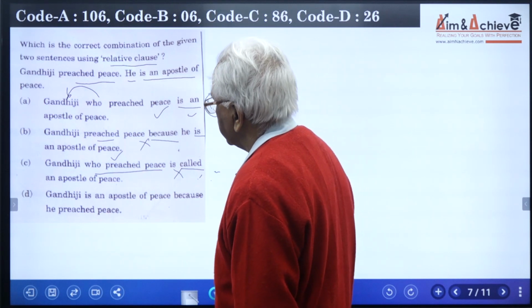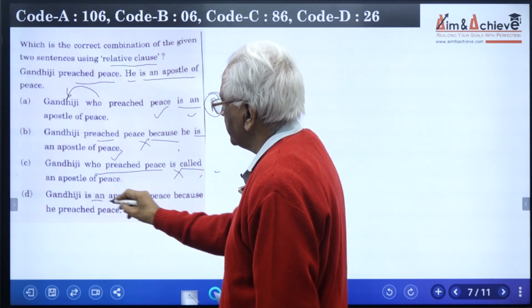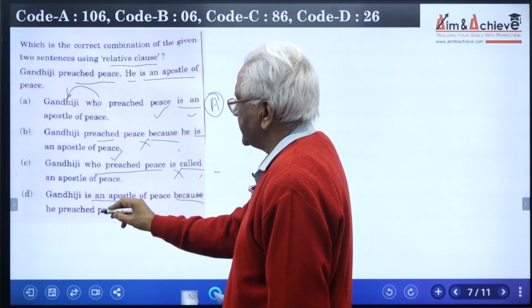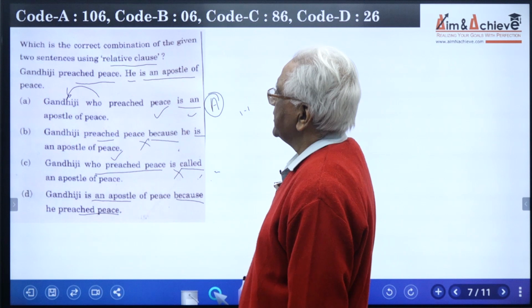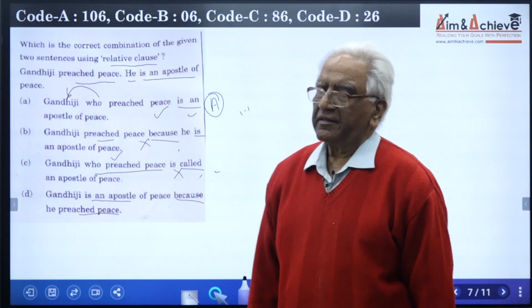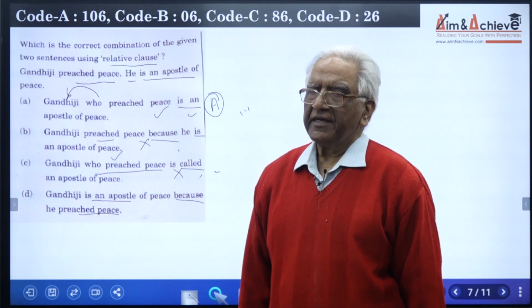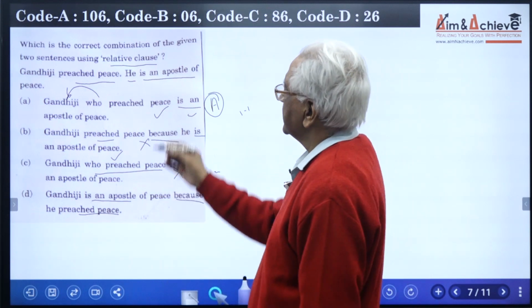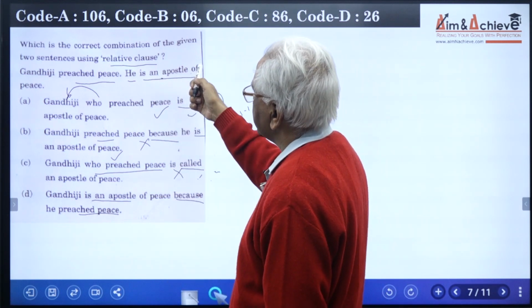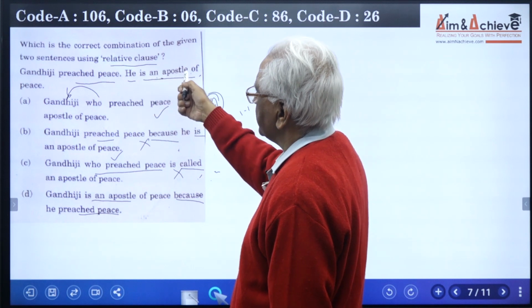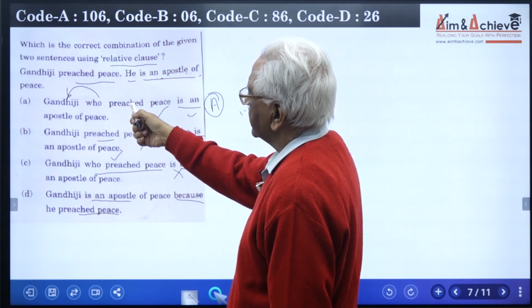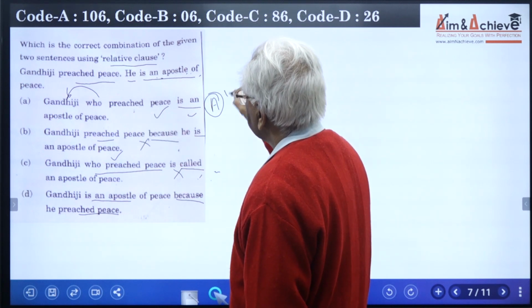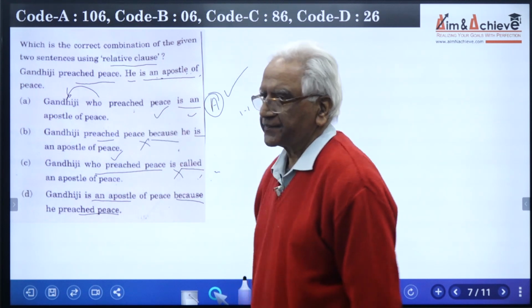Sentence D: Gandhiji is an apostle of peace. Why is he an apostle of peace? Because he preached peace. So this sentence does not convey the meaning of the original sentence. The basic sentence is Gandhiji preached peace, and by virtue of this fact he is known as the apostle of peace, or he is an apostle of peace. That means this sense is conveyed aptly, correctly by option A. So option A is the right answer.